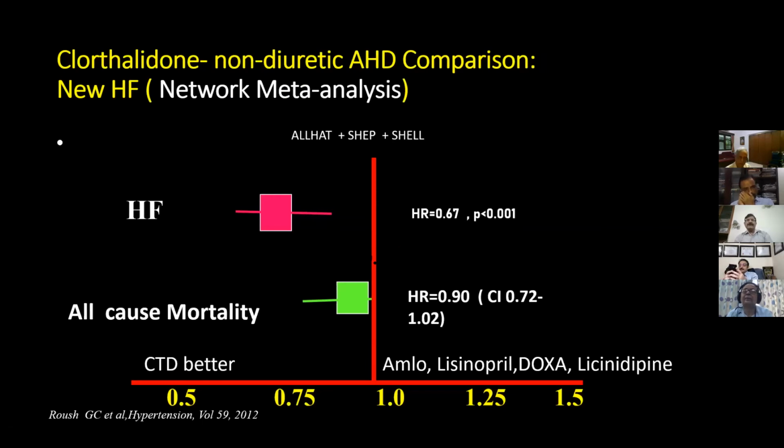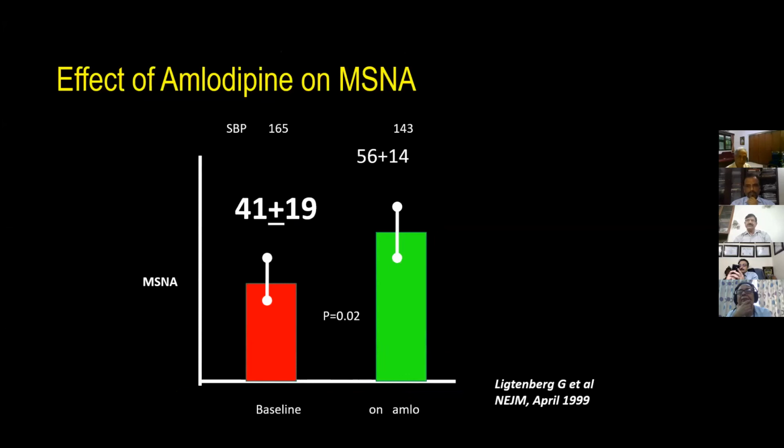And this network meta-analysis again shows that new onset heart failure is 33% less with chlorthalidone compared to a combination of amlodipine, lisinopril, doxazosin, and lisinopril. Amlodipine, although an effective antihypertensive agent, causes much less reduction in new onset heart failure. And the reason is amlodipine is associated with reflex sympathetic overactivity. As shown in this study, the muscle sympathetic nerve activity increases with amlodipine.